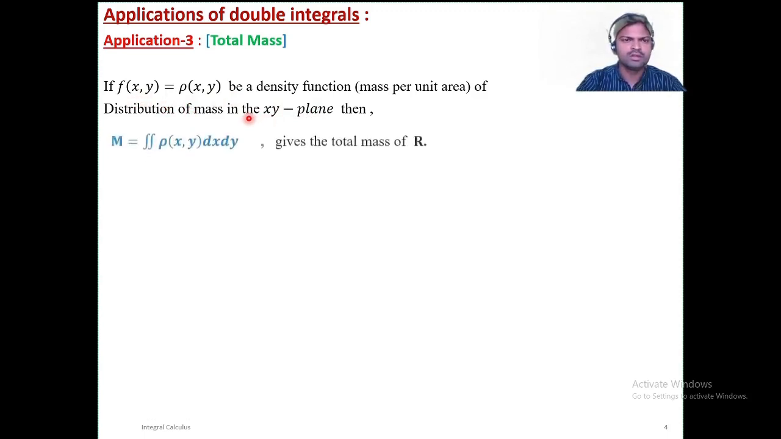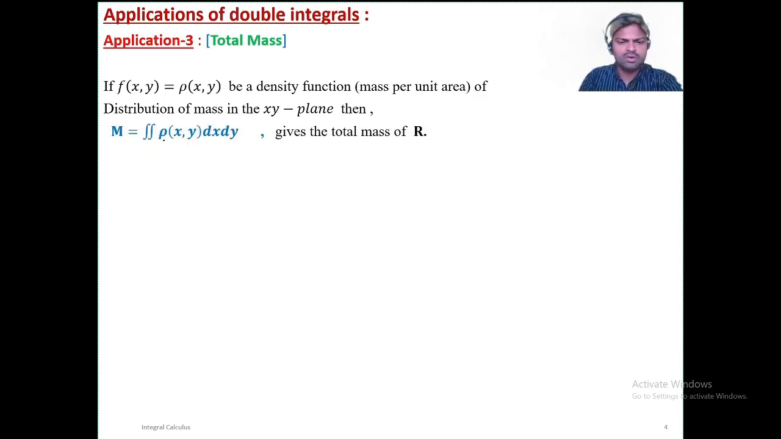Then the double integration of rho of x comma y dx dy over the region R, the region should compulsorily be mentioned, gives the value m, which is nothing but the total mass of this plate or whatever region or object. This is about application number 3. Next, application number 4, center of gravity. I will explain it geometrically.